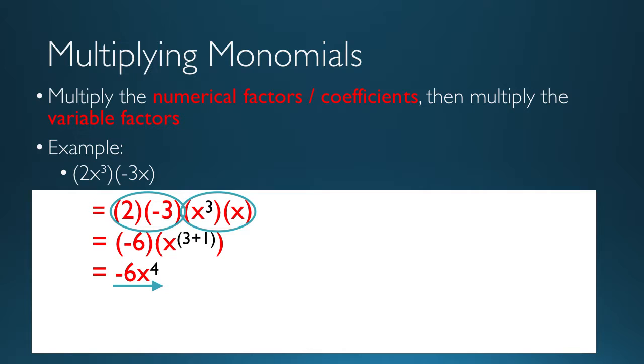So that's multiplying a monomial by another monomial without the use of an area diagram. Of course, you could create your own area diagram if you'd like, if that's easier for you to solve it that way.